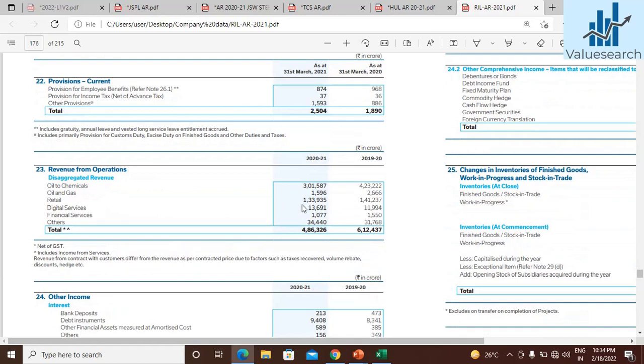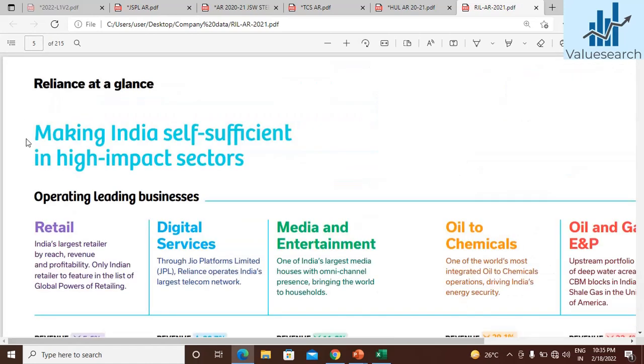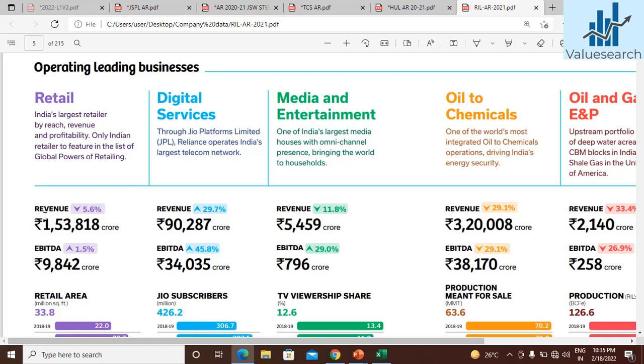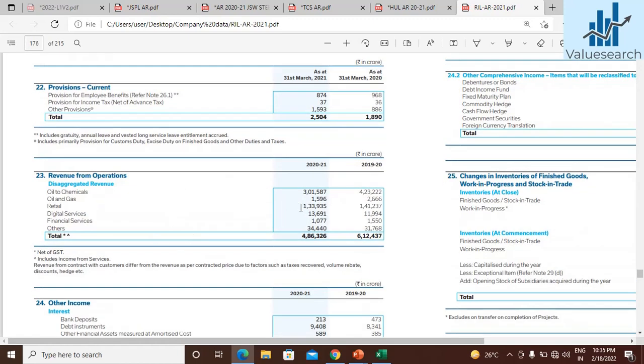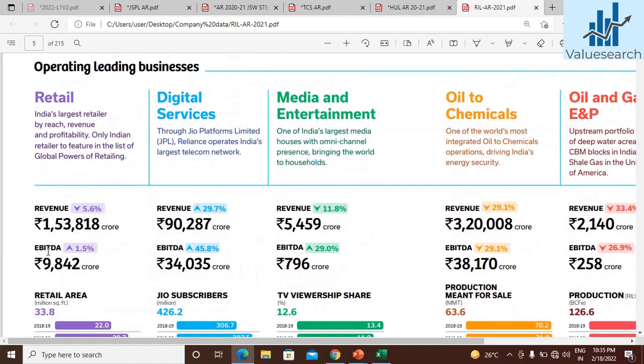Now, look at this number. This is quite different, right? Retail, this amount. But here, the retail is written as this number, 153,818. Here you can see 133,935. So if you just deduct this figure, the difference is 19,883. Now let us look at it once again. Retail business is clear to you, right?